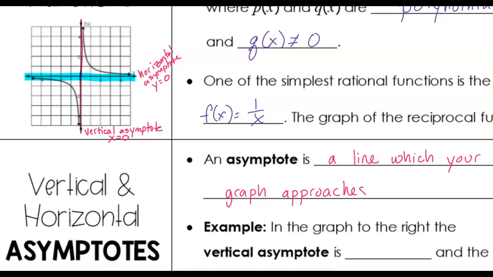Normally, I would end the sentence with "and does not touch," but that is not true for a horizontal asymptote. Your graph can touch the horizontal asymptote. In this case, it doesn't, and in most cases, it doesn't. But it is possible for your graph to touch a horizontal asymptote.